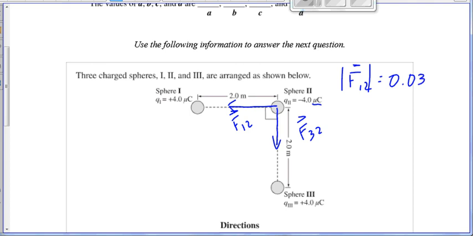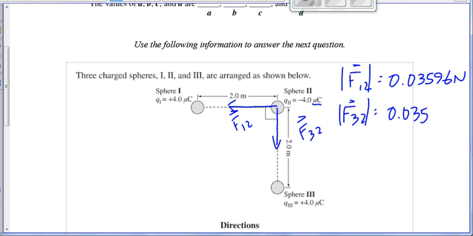You agree with that? 0.03596. If you forgot to convert microcoulombs to coulombs, you're going to get the same number, but a different exponent, right? The decimal place is going to be shifted over. What's the value of F32 there? Same thing? Oh, that makes sense, because it's the same distances and the same charges. So give me a break there, right?